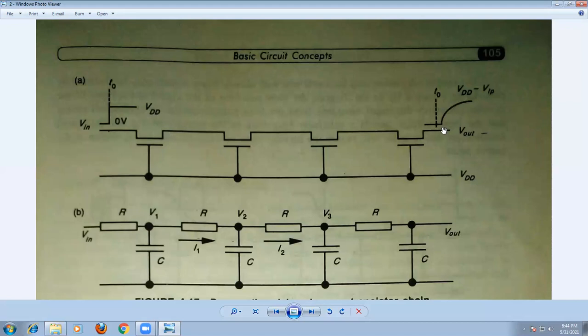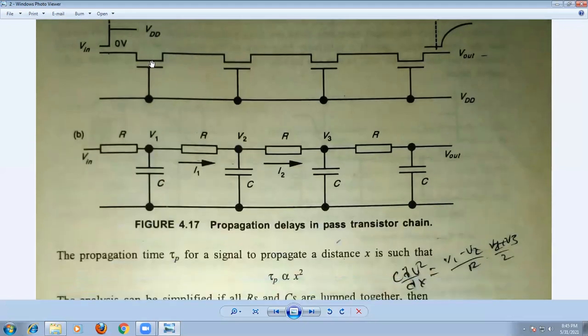The signal is affected by the resistance time constant. There is an R and C time constant of the network. So the voltage across the capacitor rises exponentially, and because we have a number of sections, the signal looks like this. That means we have some delay in this case. It rises exponentially like this, and the maximum voltage, because we are using pass transistors, is always VDD minus VTH.